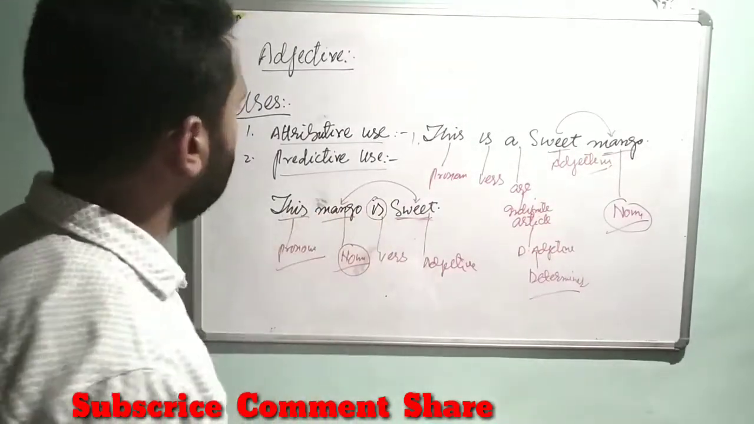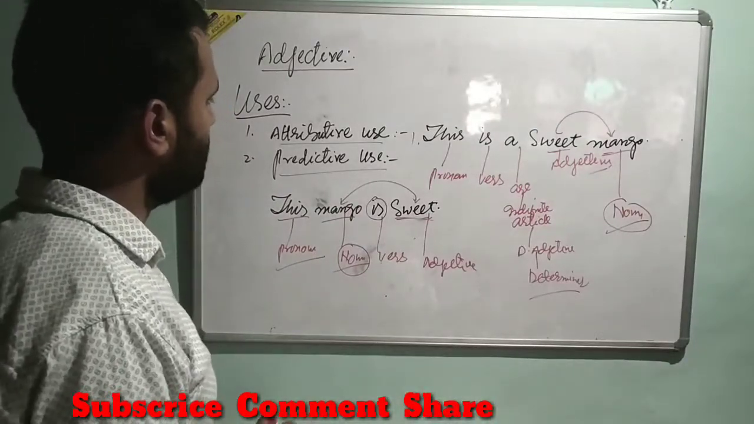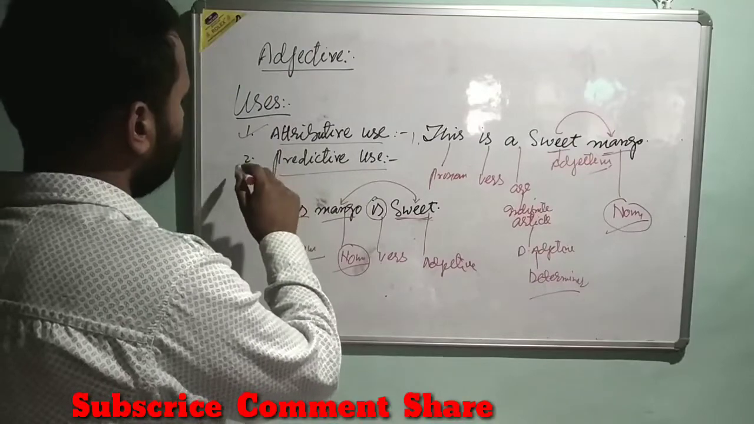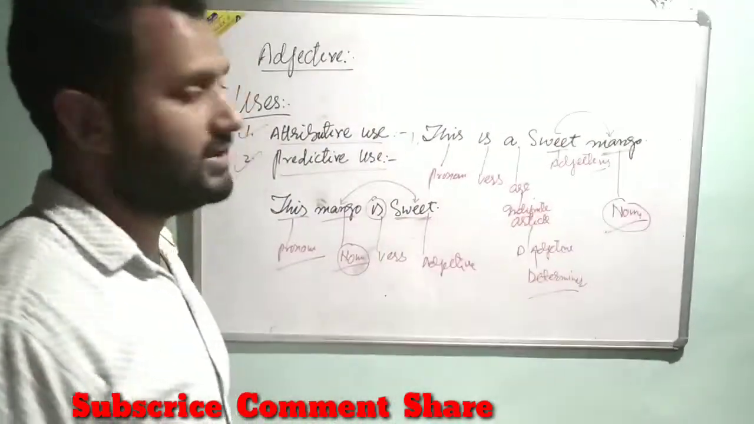So these are two important uses of the adjective. The first one is attributive use and the second one is predictive use. This was something about the uses of the adjective.